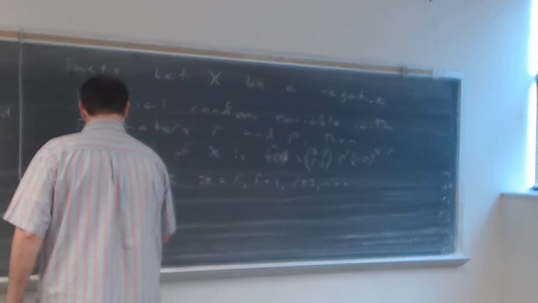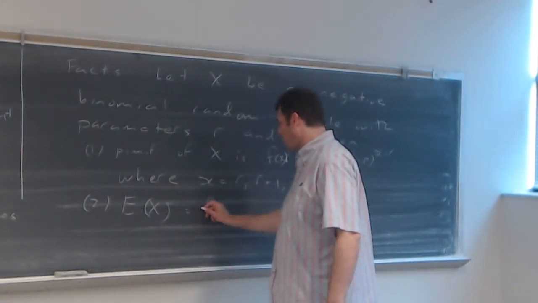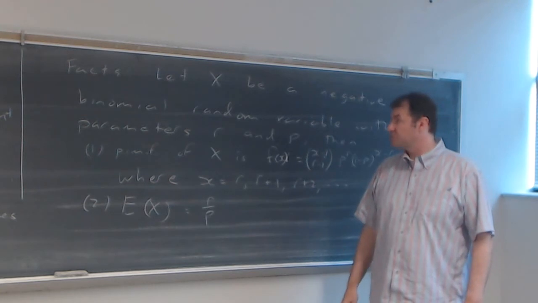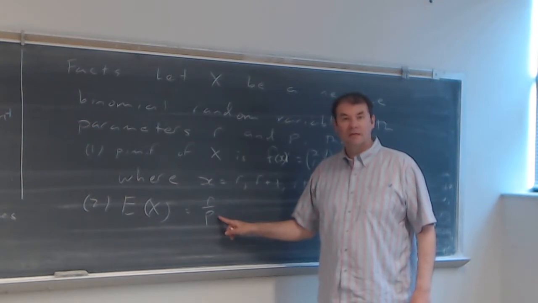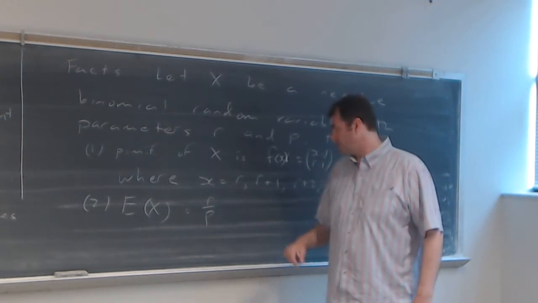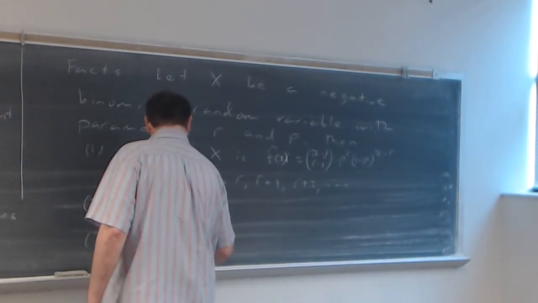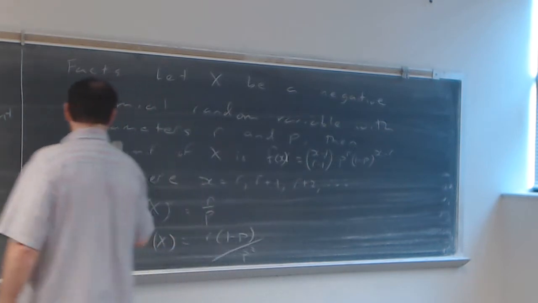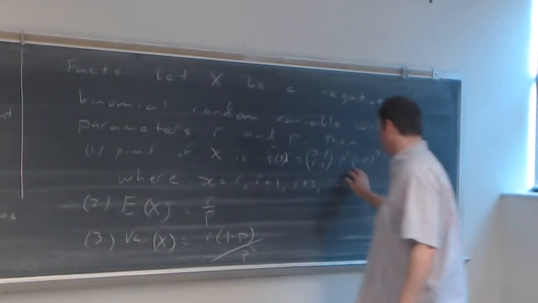Two, the expected value of a negative binomial is r over p. Now remember, I said that the negative binomial is a generalization of the geometric. The expected value for geometric was 1 over p, you might recall. But here, the geometric is a special case of the negative binomial where r is equal to 1. And thirdly, the variance of X is equal to r times 1 minus p all over p squared. I'm not going to prove any of those facts to you. Those are just facts that we're going to list. I did give some kind of indication of why the PMF is what it is.